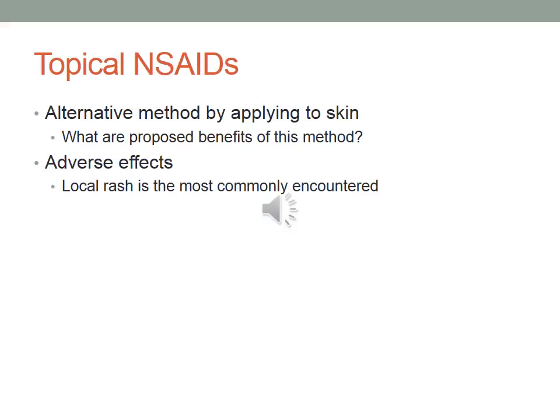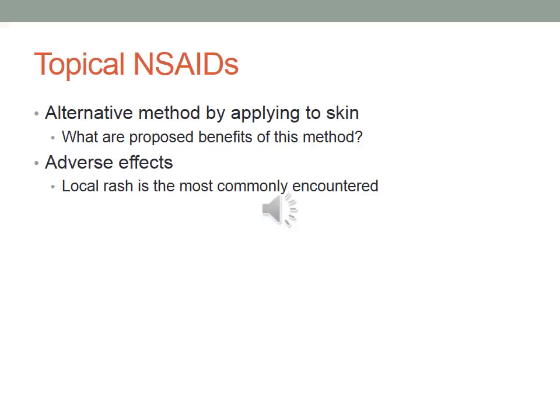Another method of application or method of use for NSAIDs is a topical means by applying it to the skin. Obviously, one of the proposed benefits of this is the fact that you're kind of going around the gastrointestinal tract, and similar to what you get with the COX-2 inhibitors, you're limiting the adverse effects on the gastrointestinal system. One of the things, though, obviously that comes about with this is that the drug blood levels are a little less than what would be achieved versus oral administration.